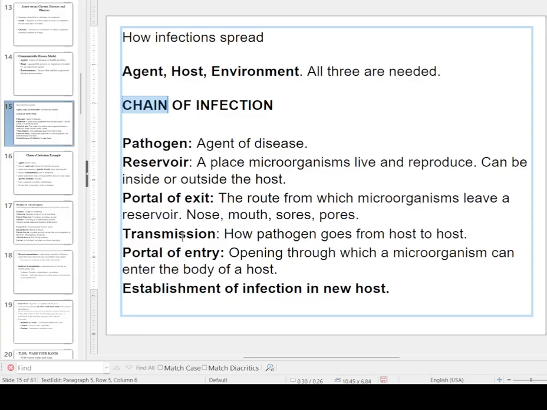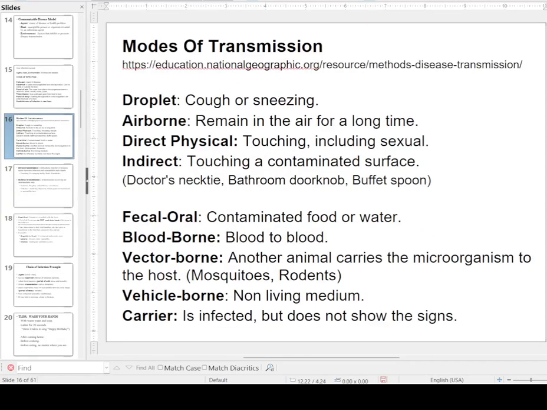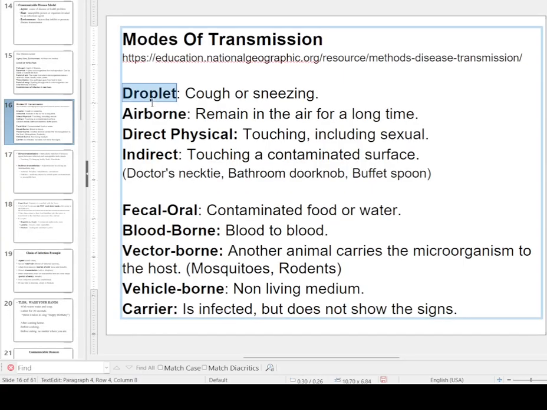Well, I already told you it's transmission. Here is a list of modes of transmission, how microorganisms go from an infected person to a not yet infected person. Droplet means cough or sneezing, the respiratory droplets. Airborne means it stays in the air for a long time. What's the difference between the two? They sound kind of similar. They both go out the mouth.